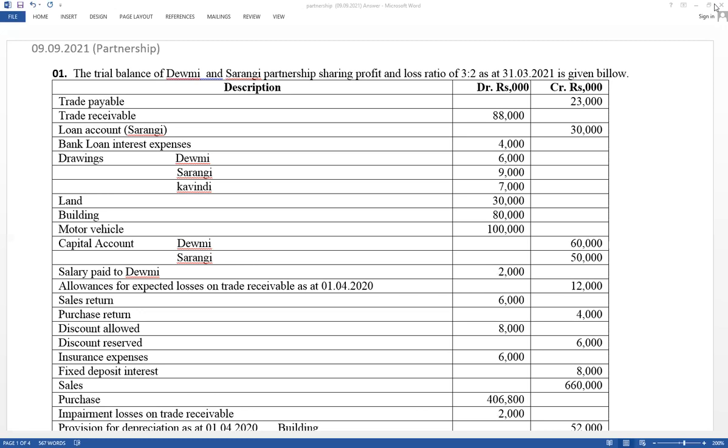Think, goodwill adjustment we have discussed. Always goodwill of the business: old ratio credit, new ratio debit. And I have discussed how to calculate the new profit sharing ratio also.